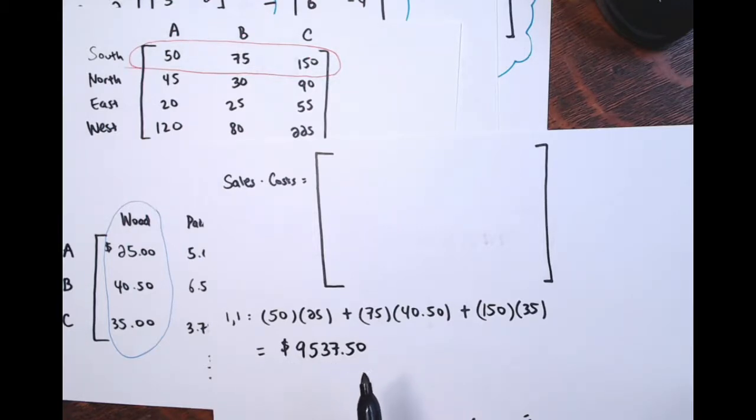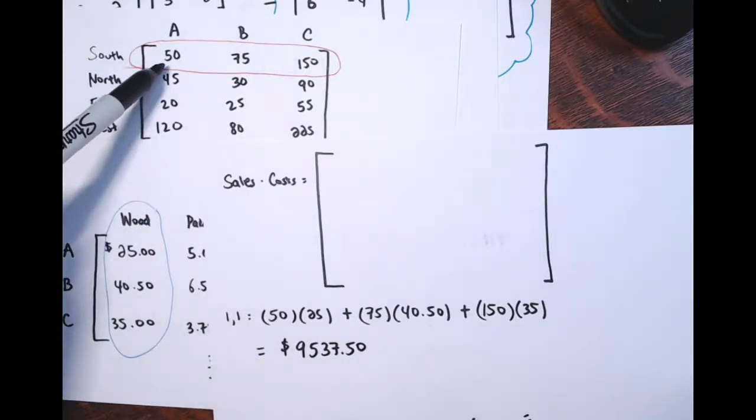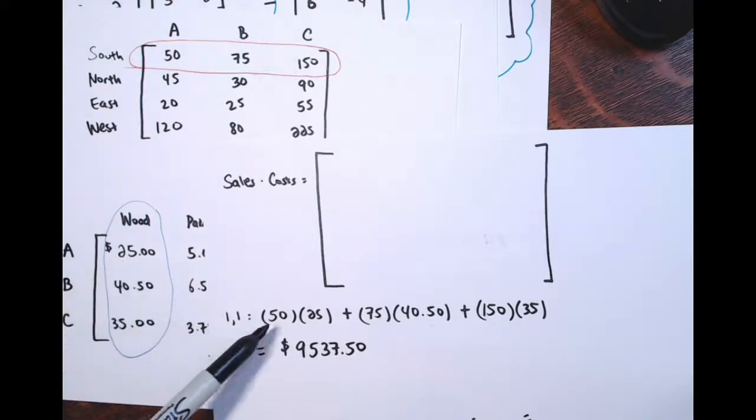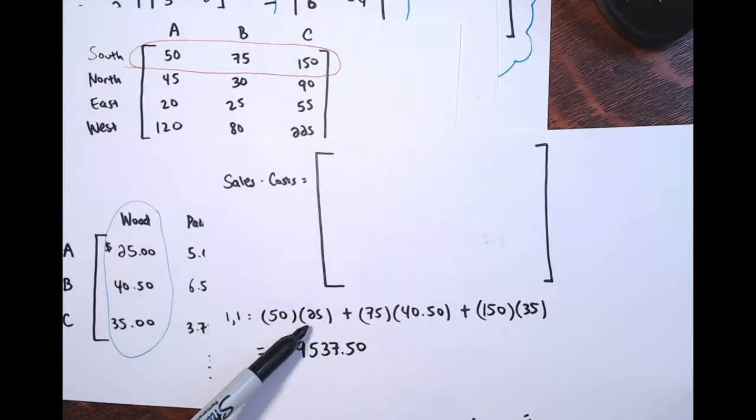Now think about what this is telling us. Remember, South sold 50 items of unit A, where each unit of A has $25 of wood in it. So this 50 times 25 is the cost of all the wood for all the items of unit A that Team South sold.